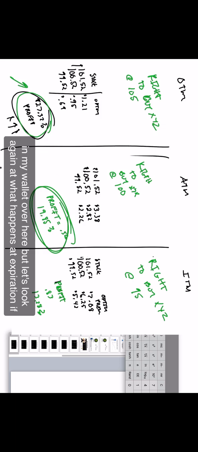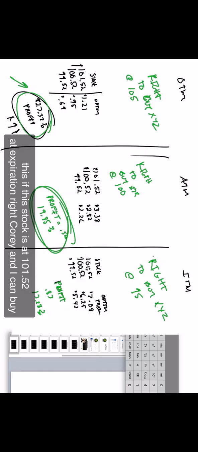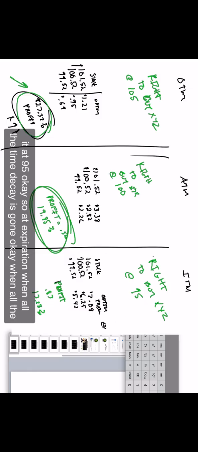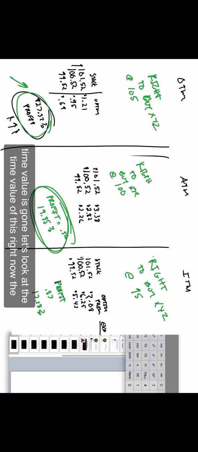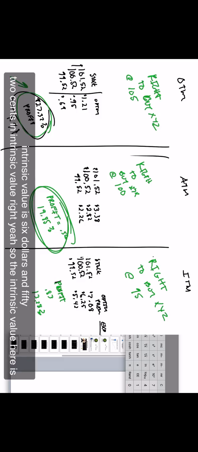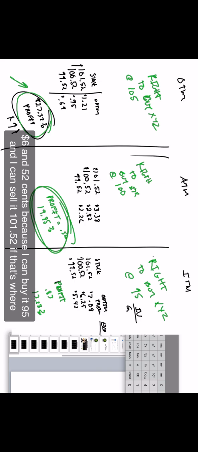But let's look again at what happens at expiration. If this stock is at 101.52 at expiration, right, Corey? And I can buy it at 95. Okay, so at expiration, when all the time decay is gone, when all the time value is gone, let's look at the time value of this. Right now, the intrinsic value is $6.52, right? Yep. So the intrinsic value here is $6.52 because I can buy at 95 and I can sell at 101.52 if that's where it is at expiration.